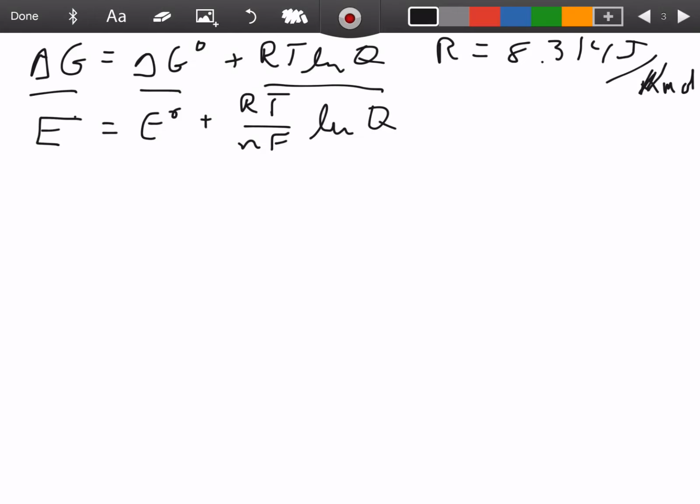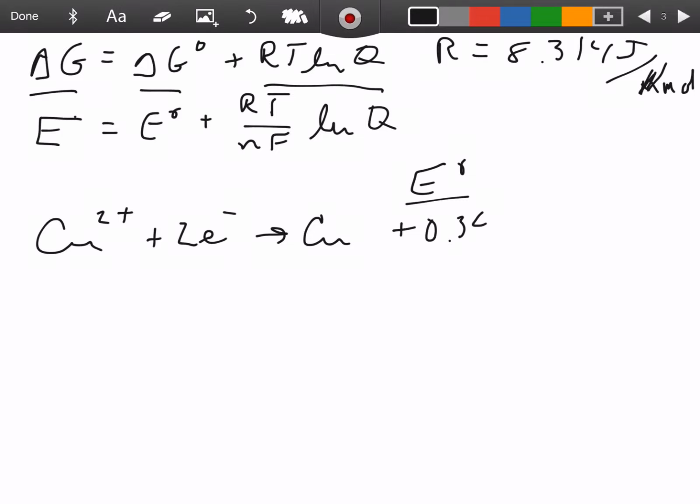We also saw back when we were doing the copper penny experiment that the reaction of copper 2 plus plus 2 electrons going to copper metal has a standard potential of positive 0.34 volts. And likewise, zinc going to zinc 2 plus in solution and 2 electrons was a positive 0.76 volts.